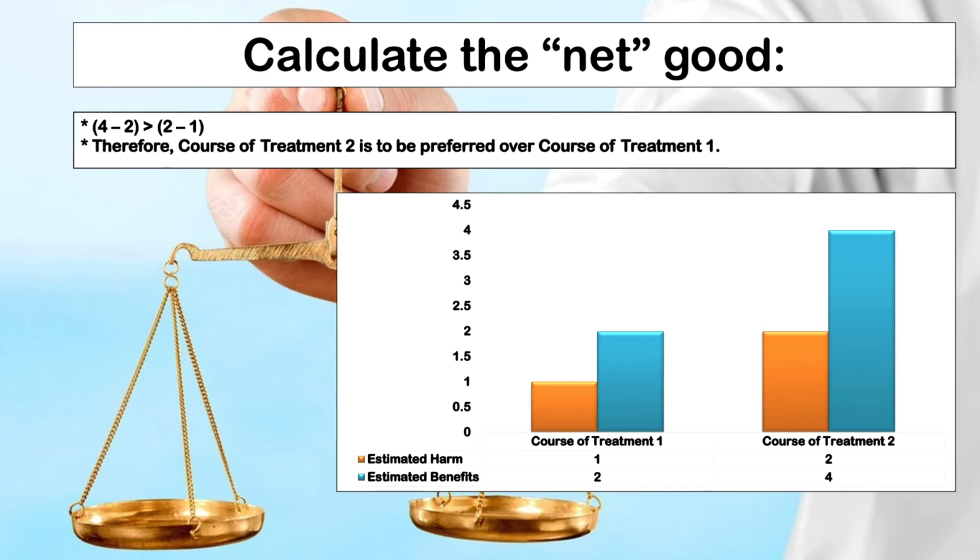So if we are calculating the net good of the potential action, we're going to subtract the potential risks, the potential harm from the projected benefits. So in the first case, we're going to have 2 minus 1. In the second case, we have 4 minus 2. Well, 4 minus 2 equals 2. 2 minus 1 equals 1. Clearly, the net benefit from the second course of action is greater than the first one. So if we're using this calculus, we are going to prefer treatment number 2 over treatment number 1.